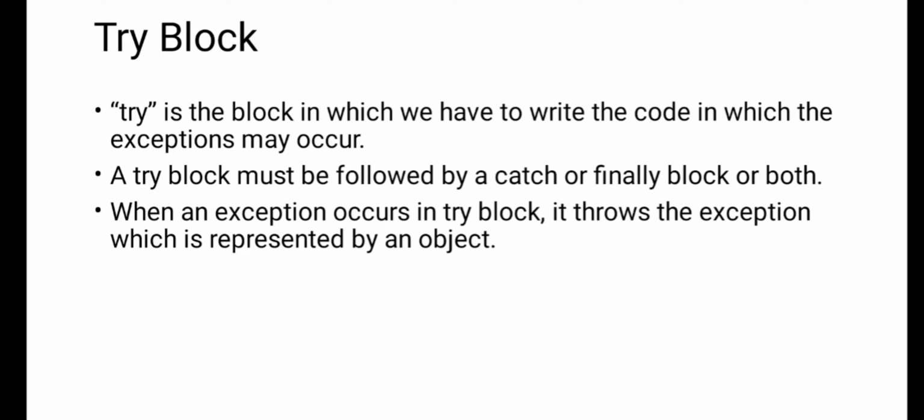When an exception occurs in a try block, it throws the exception, which is represented by an object, to a catch block. Suppose I have written some code and I feel that there will be an exception in that code. I will write that code in a try block. And if that code raises an exception, then that exception will be handled by a catch block. So this is the concept of the try block.